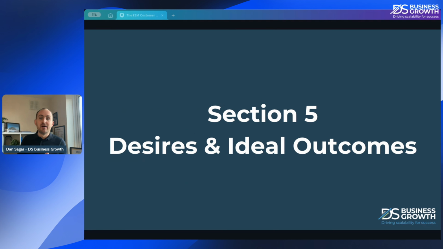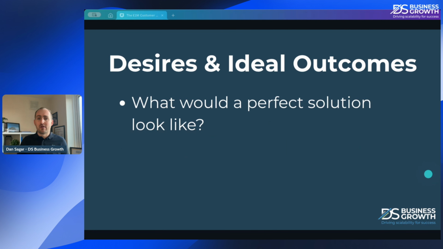Section 5, our desires and ideal outcomes. So this is flipping the previous section on its head and now thinking about our ideal outcomes. Okay, and I would say to that, what does that perfect solution look like for your ideal customer? If they've got all these problems and all these issues that we just thought about and talked about, based on their goals, and all linking this together now. So as we come through the sections, that's why we need to do this in the right order. This whole worksheet, do it in the right order.